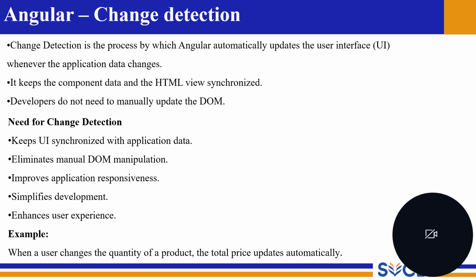Angular change detection. Change detection is the process by which Angular automatically updates the user interface. Whenever the application's data changes, it keeps the component data and the HTML view synchronized. Developers do not need to manually update the DOM.